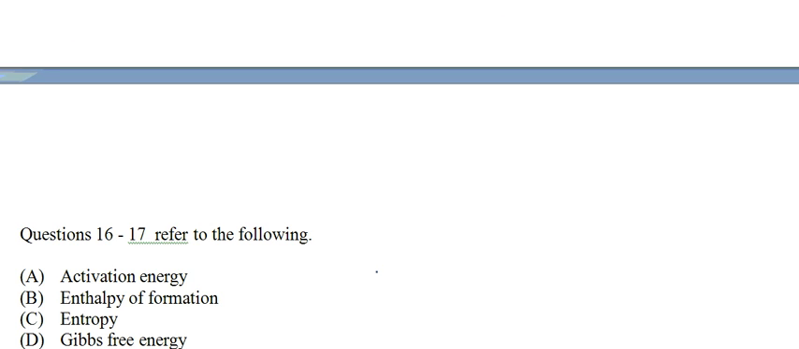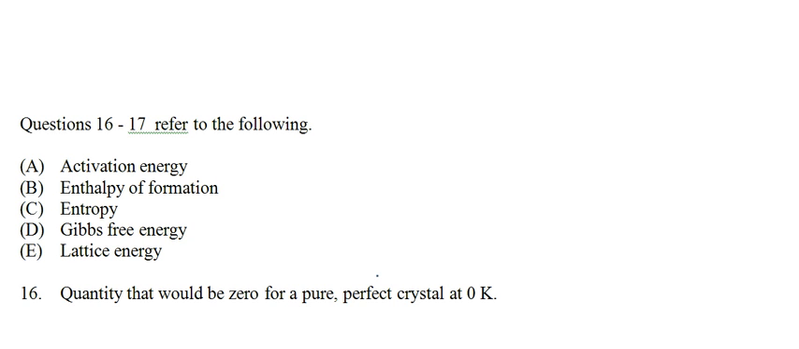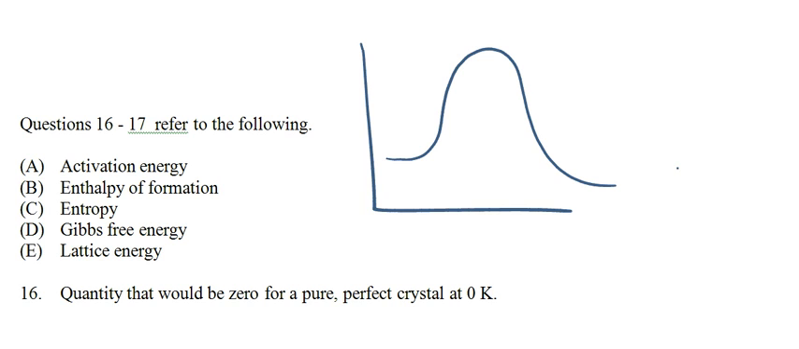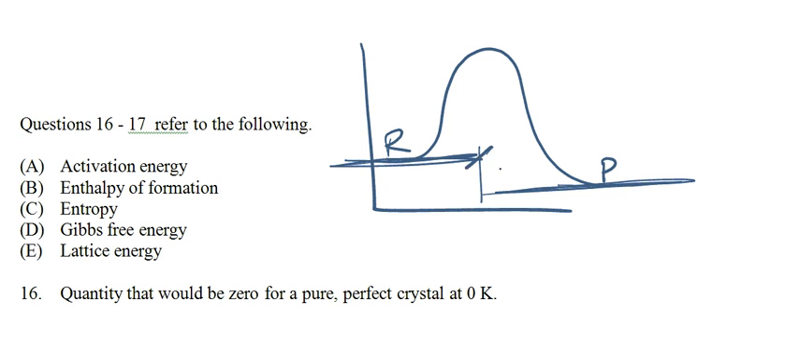All right, 16 through 17 refer to the following things here. Activation energy, enthalpy of formation, entropy, Gibbs free energy, and lattice energy. Again, activation energy, let's draw it out. So if we're looking at our reactants, they start off with a certain amount of energy. Our products finish with a certain amount of energy.